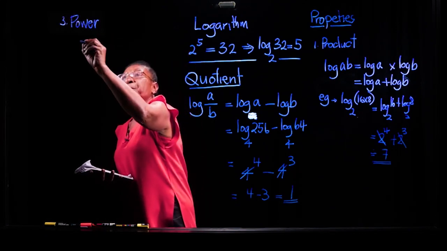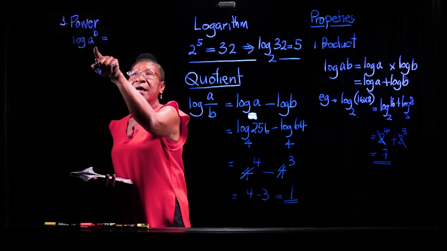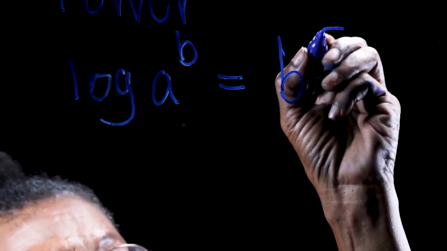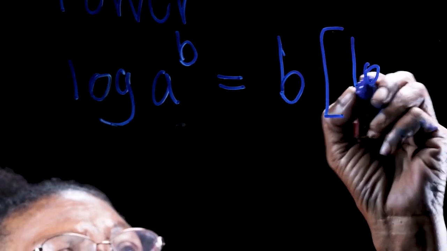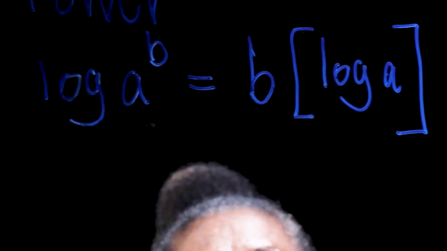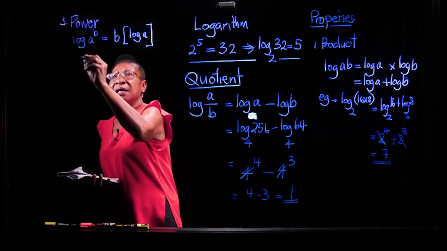If we have log A to the power of B, A is the base and B is the power. If we were to expand it, B then becomes the coefficient of log A. So it looks like this: B, the coefficient of log A. Let's use an example, if we can make sense out of this.